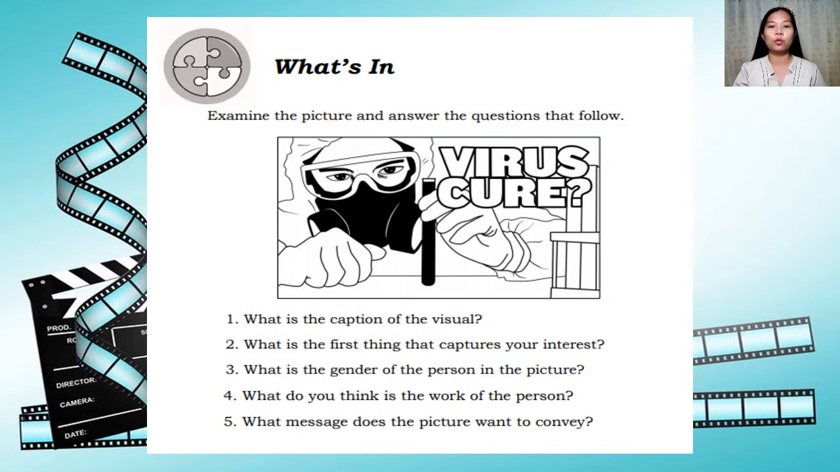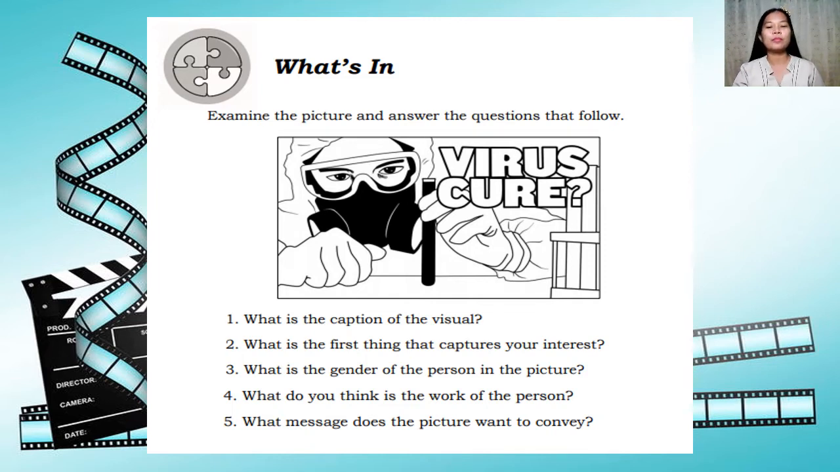Now, question number 1. What is the caption of the visual? Okay, so this is the visual. The picture is the visual. Now, the question is, what is the caption of the visual? So when we say caption, that is basically an explanatory comment or designation accompanying a pictorial illustration. That is according to Merriam-Webster Dictionary. Or simply said, a caption is like the title.